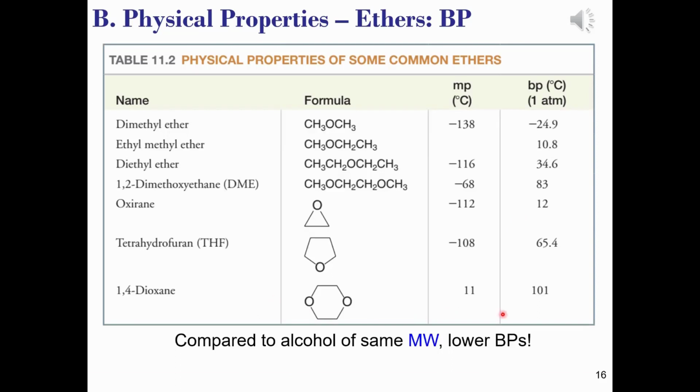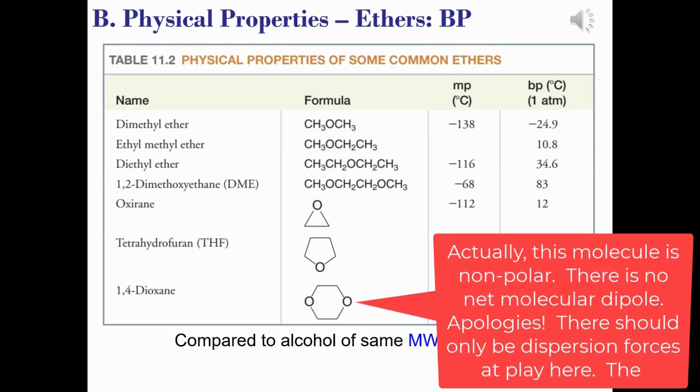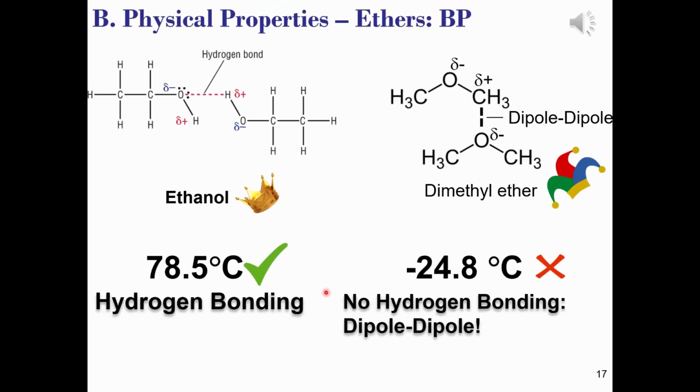1,4-dioxane has the highest boiling point in this series owing to the increase in dipole-dipole interactions between ether groups of these molecules. Let's have another look at those 2 constitutional isomers, that's ethanol and dimethyl ether.